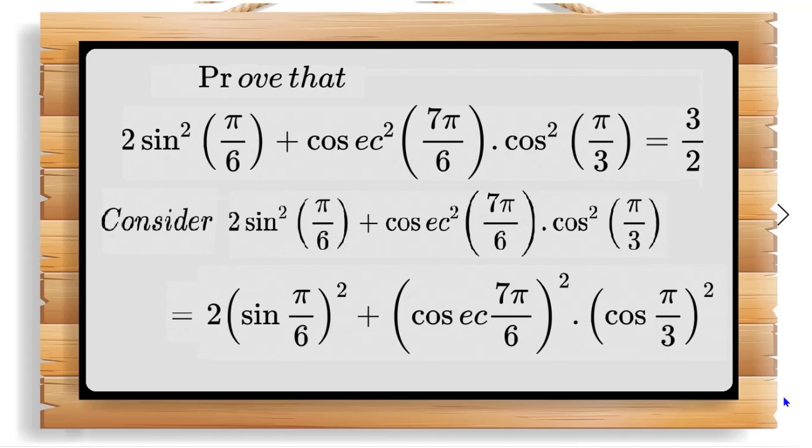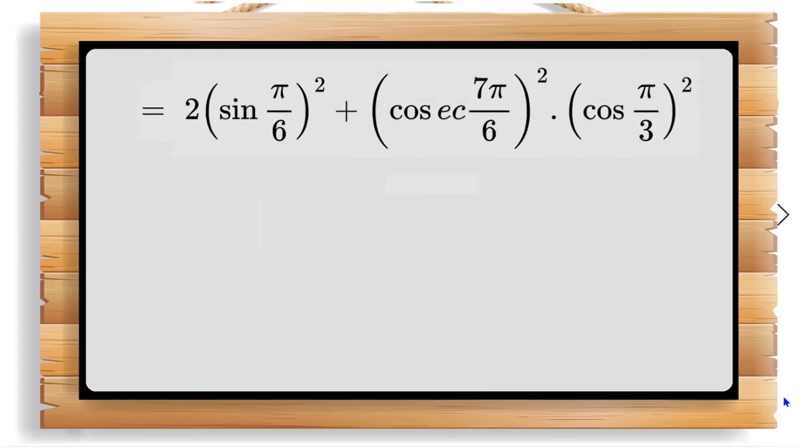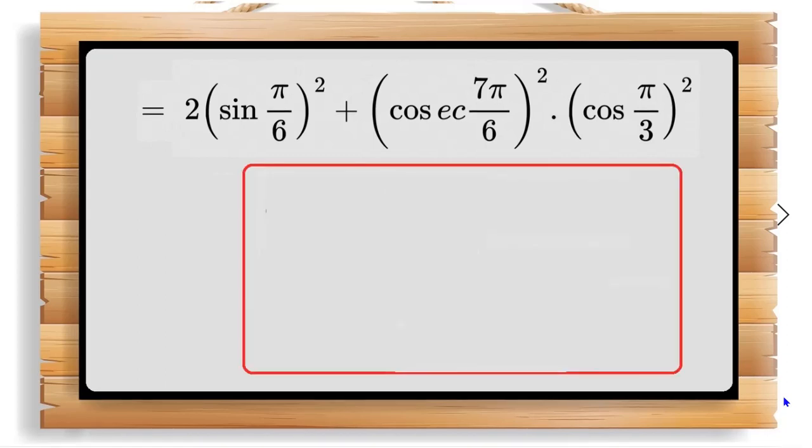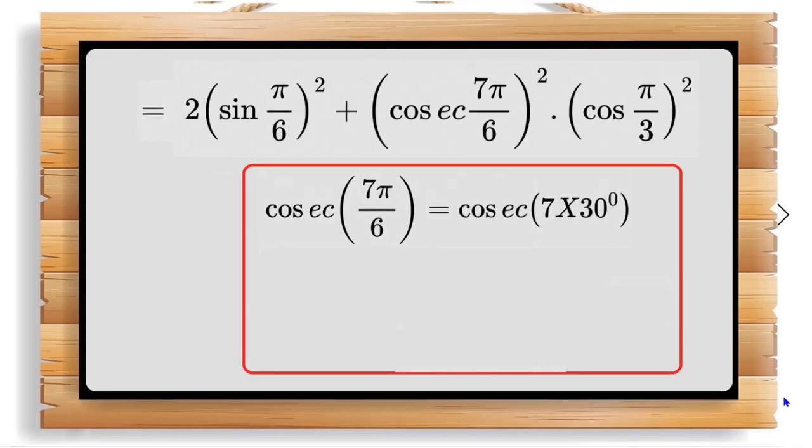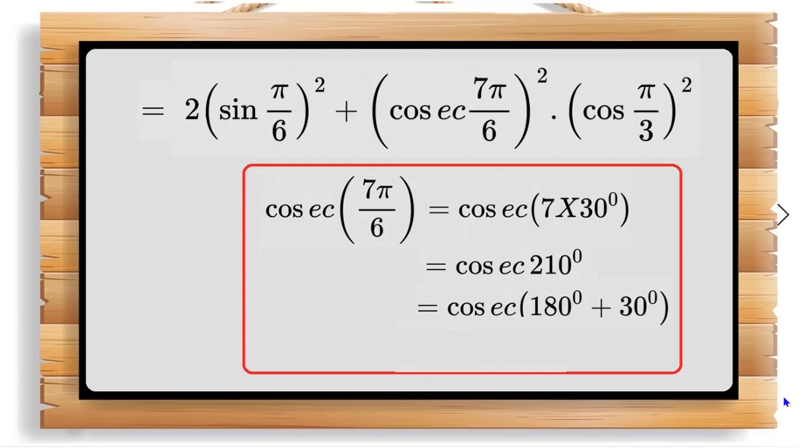Now, here we know the value of sin pi by 6 and cos pi by 3, but cosec 7 pi by 6 is slightly different. Cosec 7 pi by 6 can be written like this: cosec 7 into 30 degree, because pi by 6 is 30 degree, 7 into 30 degree. What is 7 into 30 degree? That's equal to 210 degree. Cosec 210 degree. And cosec 210 degree can be written like this: cosec 180 degree plus 30 degree.